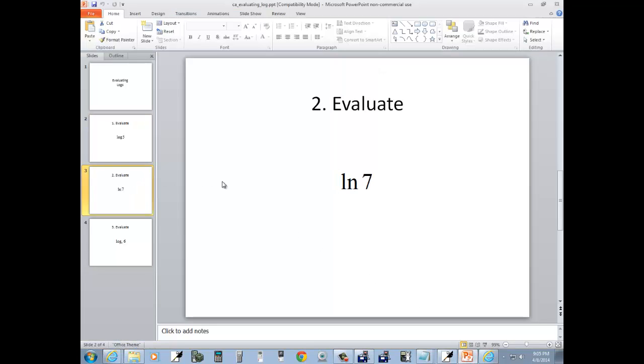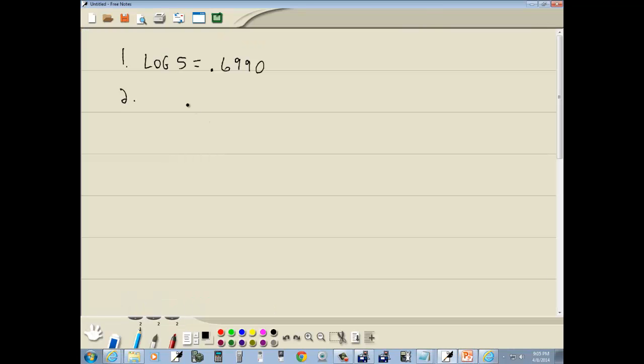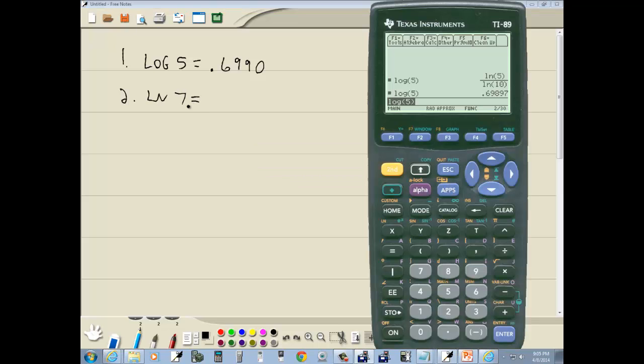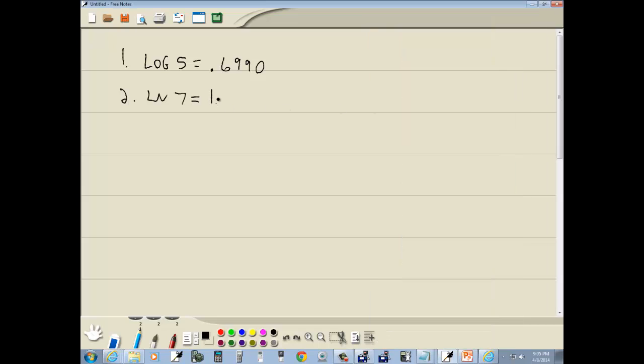Okay, let's look at our second one. Natural log of 7. This one's a lot easier. I'll press clear. We got a natural log. It's above the x. So if I do second x, it'll put the natural log, beginning parentheses. I'll put 7 in, closing parentheses, and enter. And that's 1.9459.